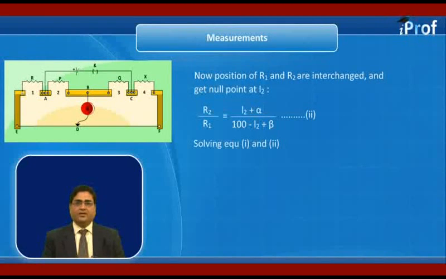After solving first and second equation, we find alpha equal to R2 L1 minus R1 L2 upon R1 minus R2 and beta equal to R1 L1 minus R2 L2 upon R1 minus R2 minus 100.